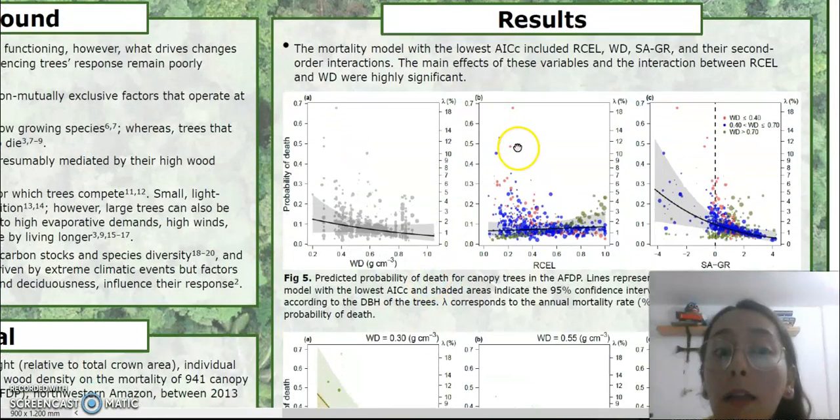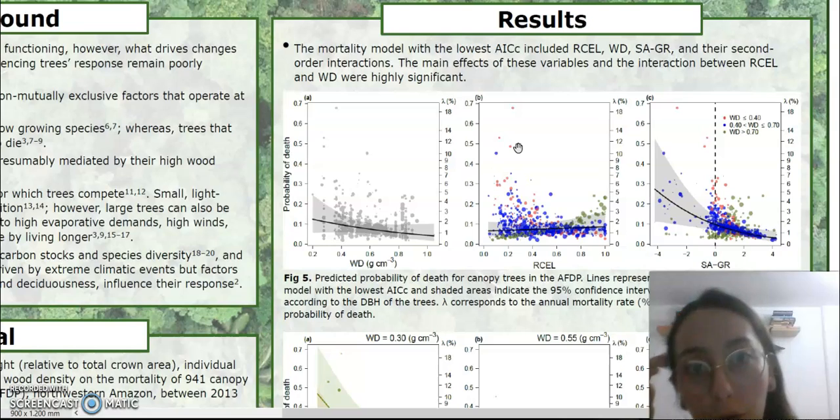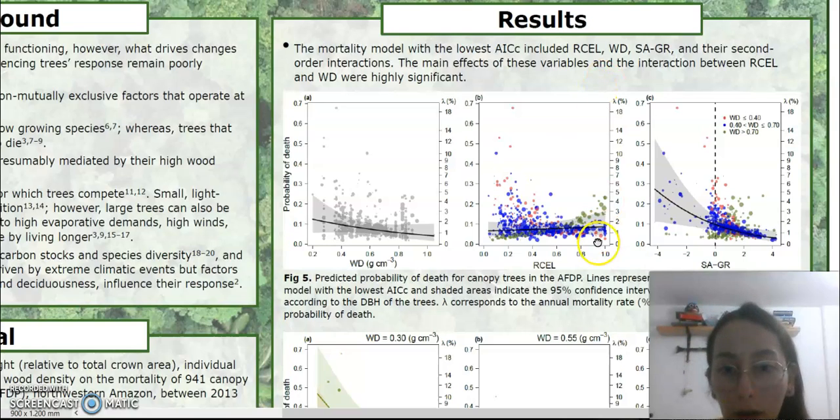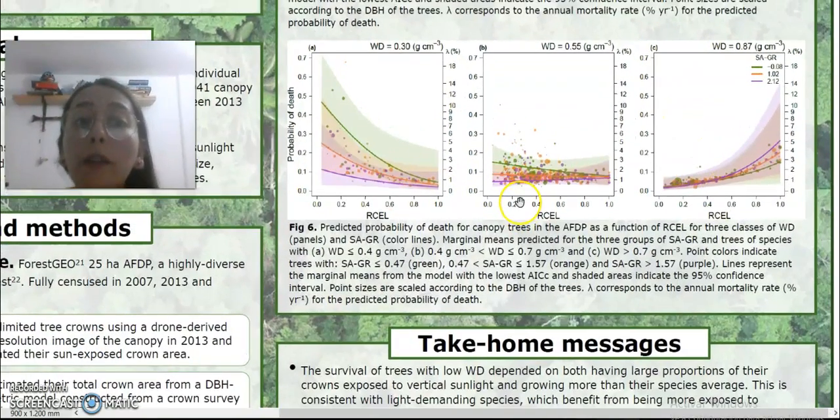We found that the mortality model with the lowest AICc information criterion included relative crown exposure to light, wood density, species-adjusted growth rates, and their second-order interactions, and the main effects of these variables plus the interaction between relative crown exposure to light and wood density were highly significant. As our main result, we found that the probability of death was influenced by the two-order interactions among wood density, relative crown exposure to light, and species-adjusted growth rates.